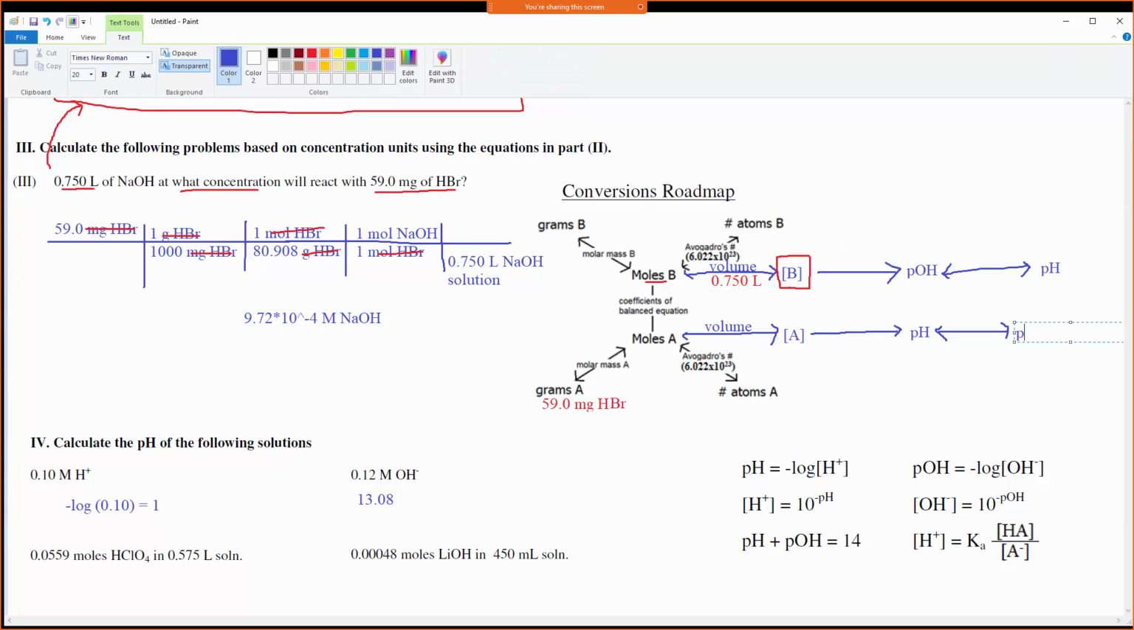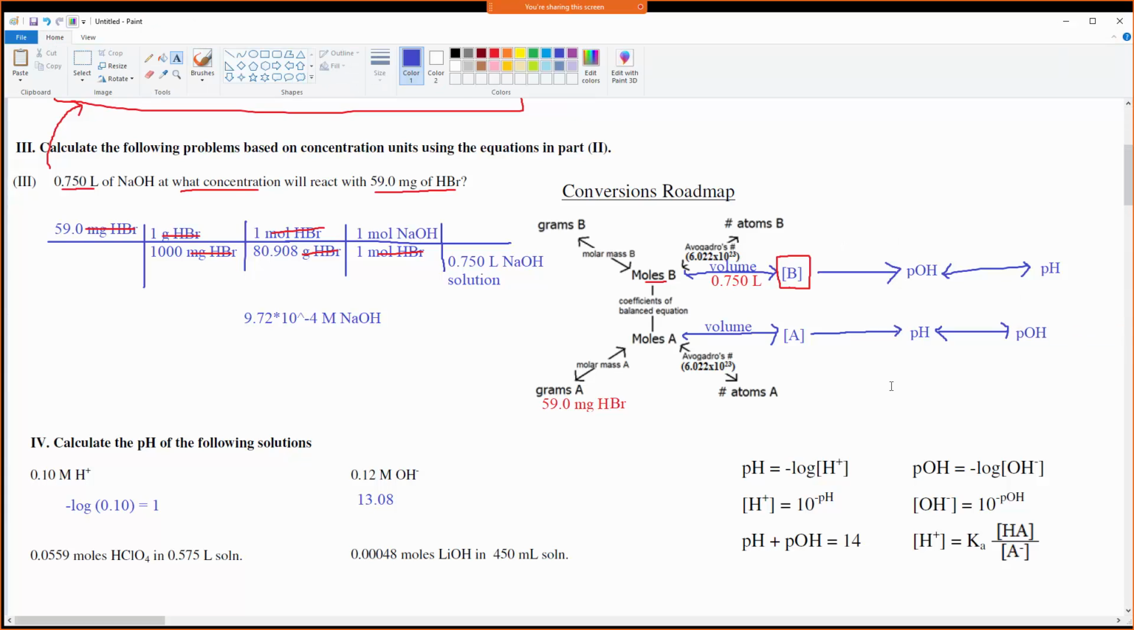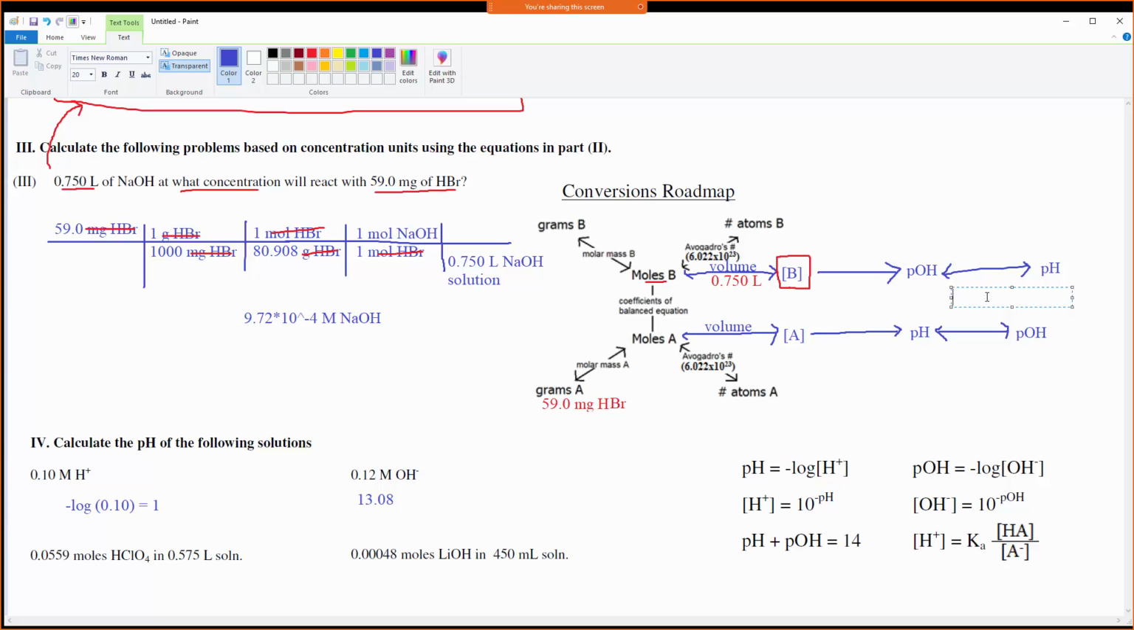Only because nobody ever uses the pOH scale. But as proof of concept, you guys should know that, okay? So here we're just using that pH plus pOH is equal to 14 equation. Here we're saying pH equals minus log of the H plus. It's the equation we're using.